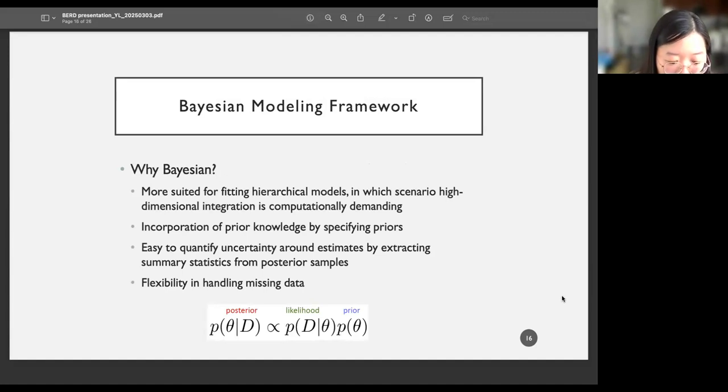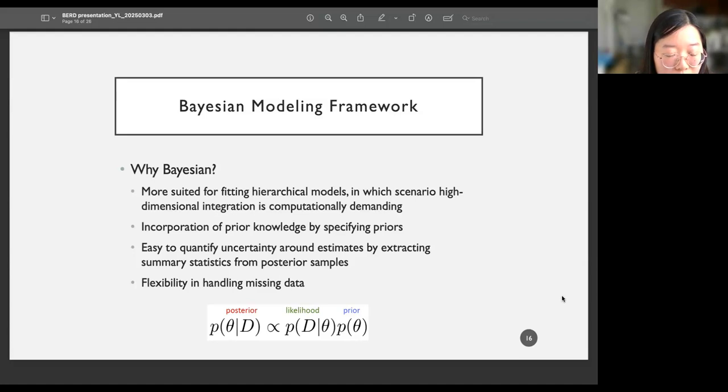And we chose to use the Bayesian modeling framework for the following reasons. The most important one is that we are fitting a very complicated hierarchical model, in which scenario the high-dimensional integration is very computationally demanding, while Bayesian can use the MCMC algorithm to approximate the numerical integration. So we choose to use Bayesian mainly because of this.